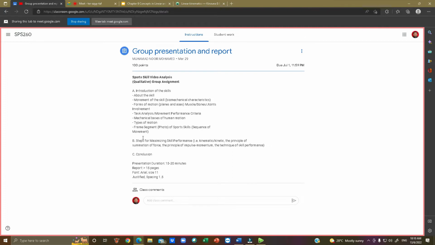Okay, and then for the main gist or the body of the presentation, you need to have steps for maximizing skill performance. Means here you need to explain about kinematics, about kinetics, about the summation of force, about impulse momentum, about the technique of skill performance, all of those things that you may have from the analysis. Ni benda yang kita akan buat pada minggu ini dan minggu hadapan, if possible. If not, we are going to continue. Jadi benda yang kita belajar minggu ni dan minggu depan is actually the main gist of biomechanics. Apa analisis biomekanik yang kamu boleh buat.